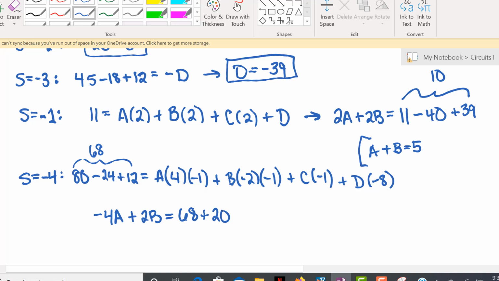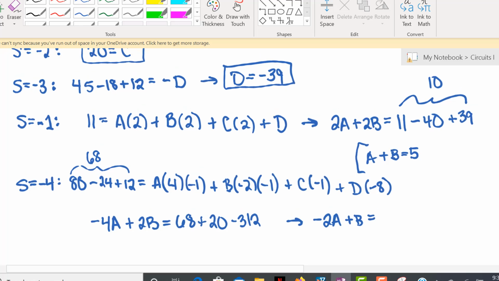And here I have minus 8d, so I would add 8d to both sides. And then d is -39, so 8 times -39. It might have been nicer to plug in 0. It is -312. I can see 2 goes into everything for sure. So -2a plus b equals, so -312 plus 88 is -224, but then remember I'm dividing everything by 2.